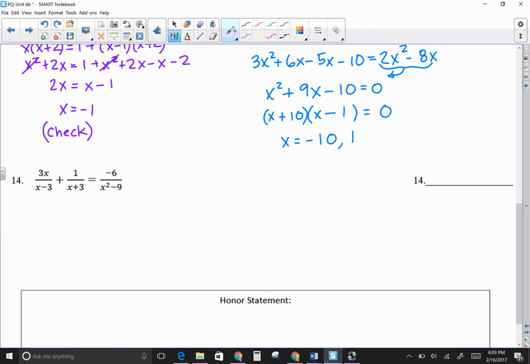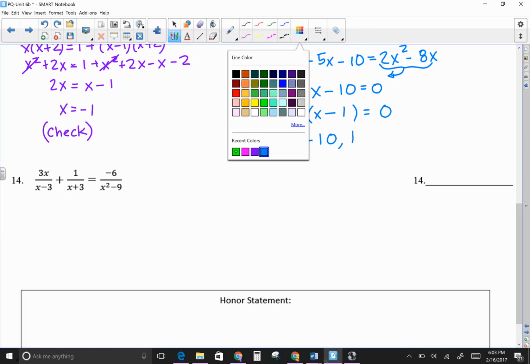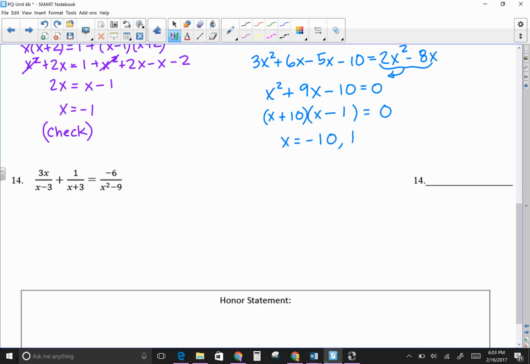Okay, last one. Let's go here. And we're going to do the same thing. I'm going to do it like I just did number 12. I'm going to factor x minus 3, x plus 3. So that's actually how this factors: x minus 3, x plus 3.